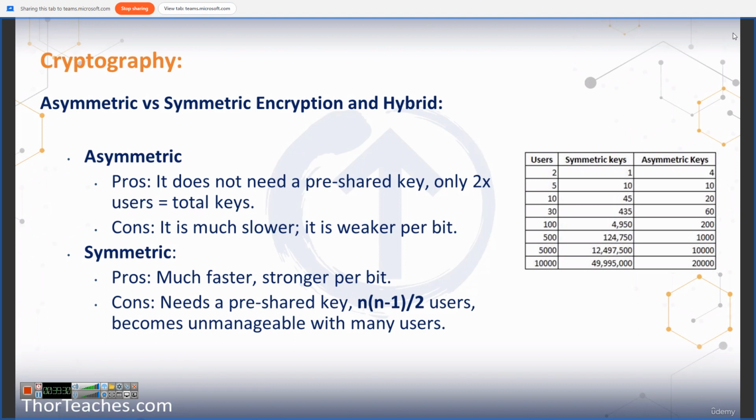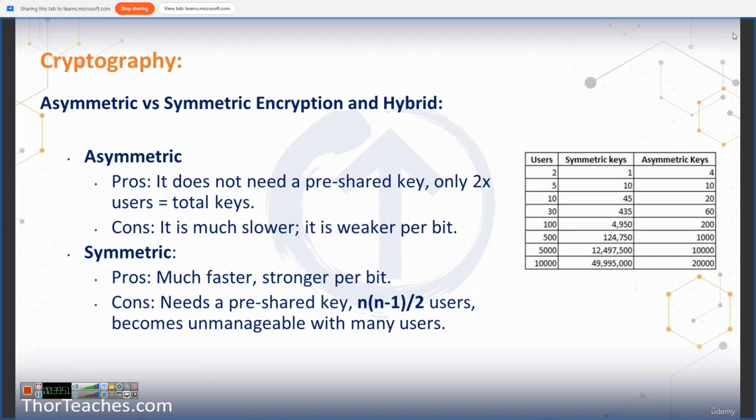Whereas with symmetric encryption, for each pair that needs to communicate, you need one key. But if that is the same 500 people that needed the 1,000 asymmetric keys, with symmetric keys, they would need 124,750 keys. Because each of those 500 people will need 499 keys to communicate with everybody.